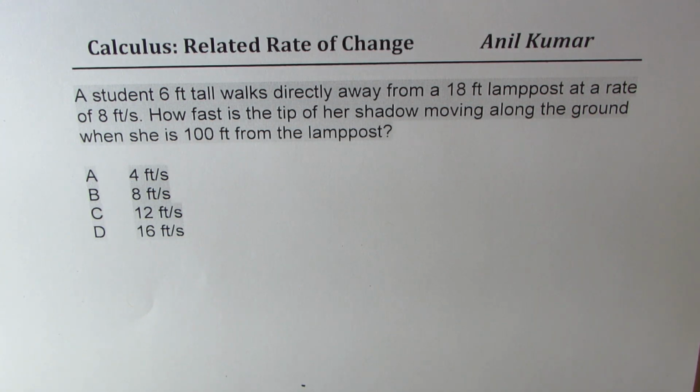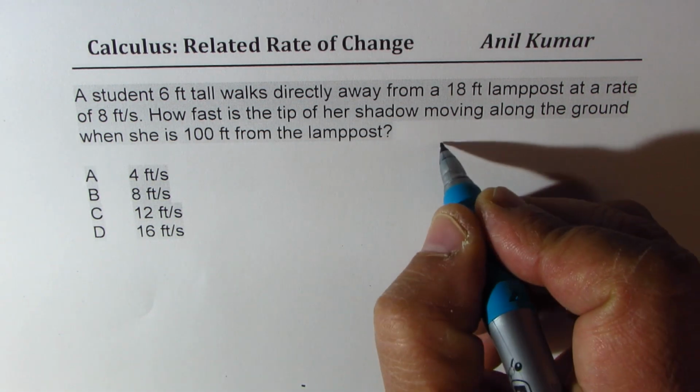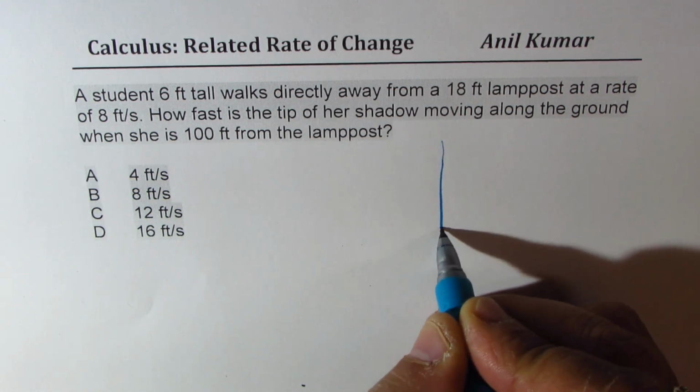The question here is, a student 6 feet tall walks directly away from an 18 feet lamppost at a rate of 8 feet per second. How fast is the tip of her shadow moving along the ground when she is 100 feet from the lamppost? Right, so that's the question for you. So let us sketch the scenario first.